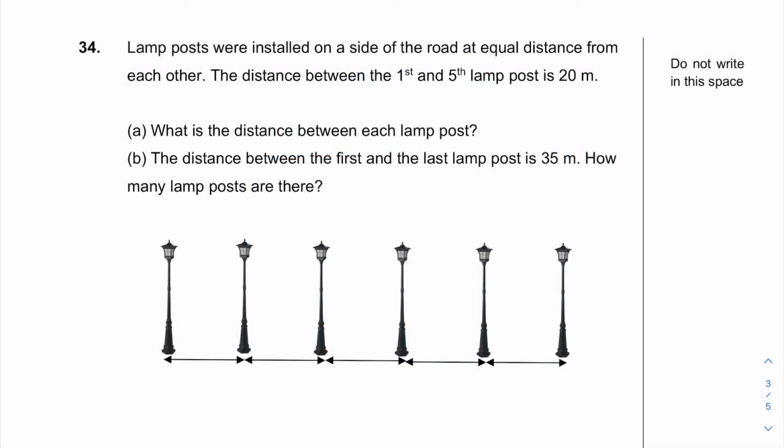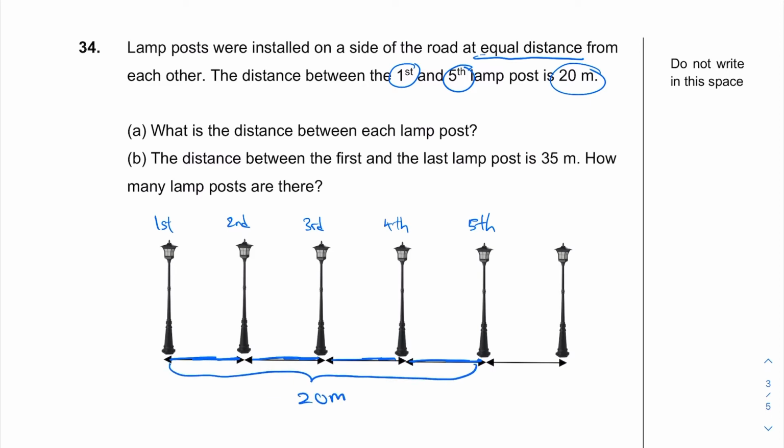Question 34 is an interesting one. We have lampposts installed on the side of a road at equal distance from each other. Okay, so keyword here, equal distance. The distance between the first and the fifth lamppost is 20 meter. So you can count this is the first lamppost, second lamppost, third lamppost, fourth lamppost, fifth lamppost. Okay, and we are going to look not at the lamppost but the distance between them. So we have 1 gap, 2 gaps, 3 gaps, 4 gaps, and the distance here is 20 meter.